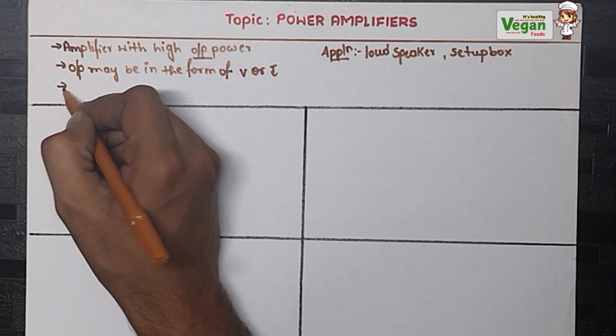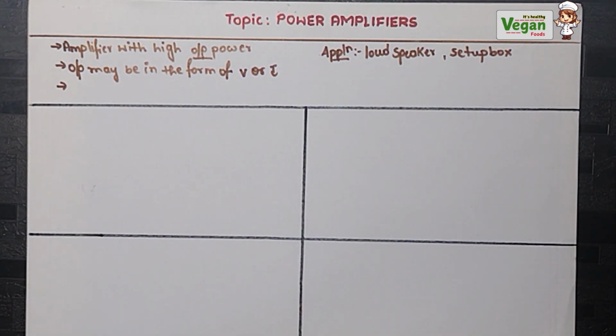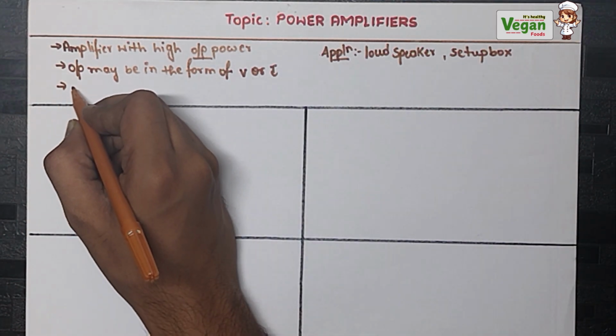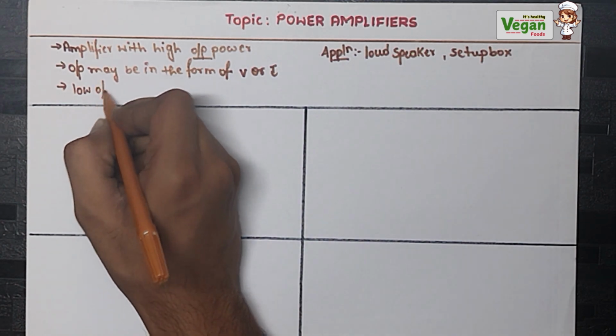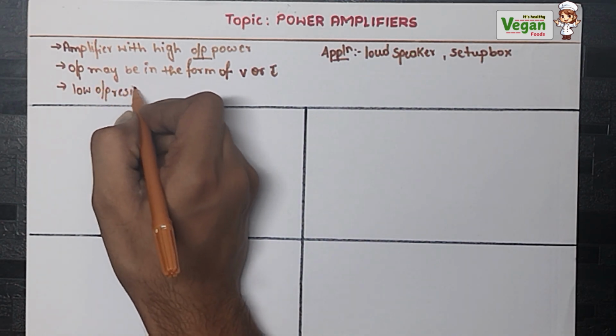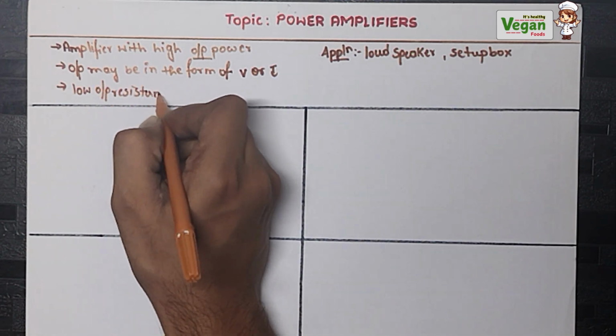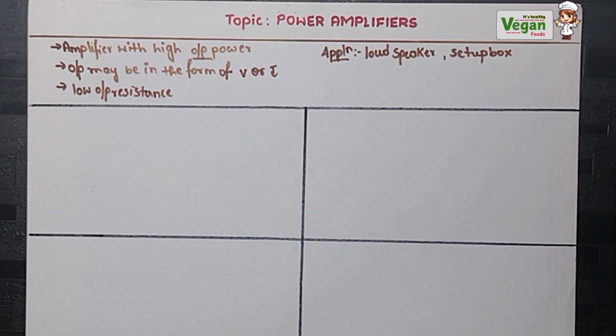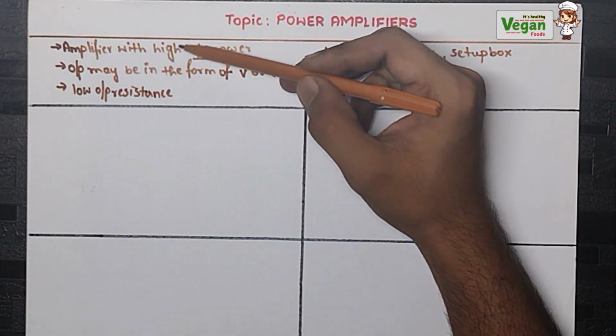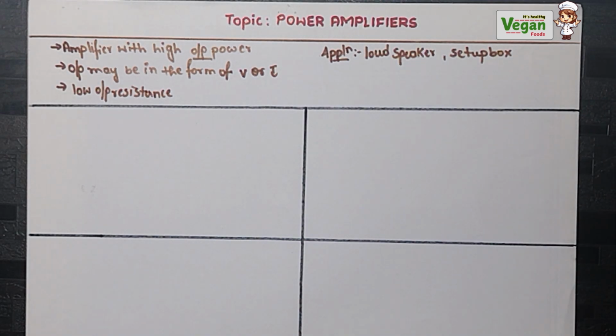Another important thing about power amplifiers is that they have low output resistance. Due to this low output resistance, they produce high output power.